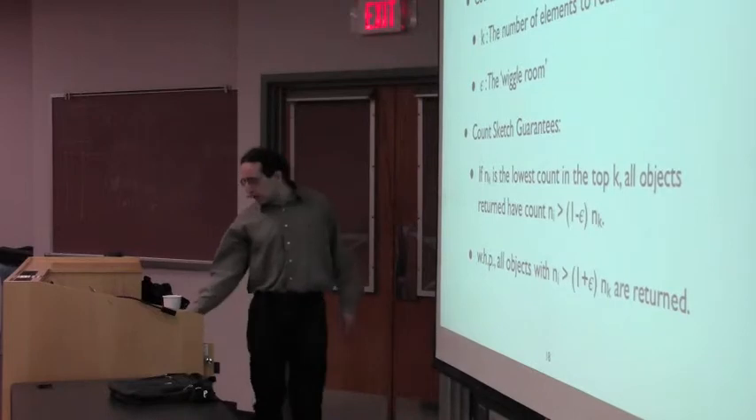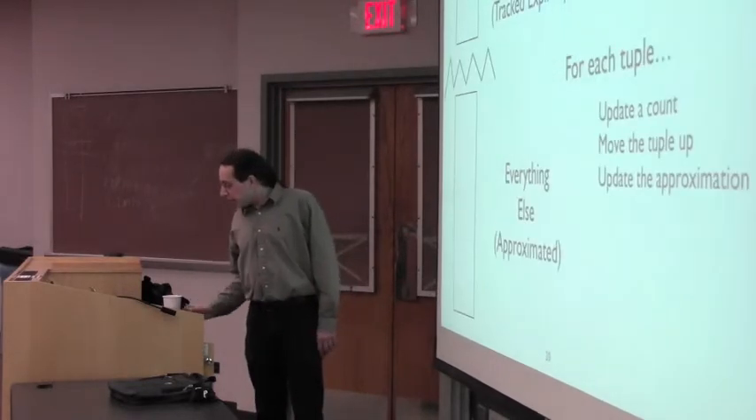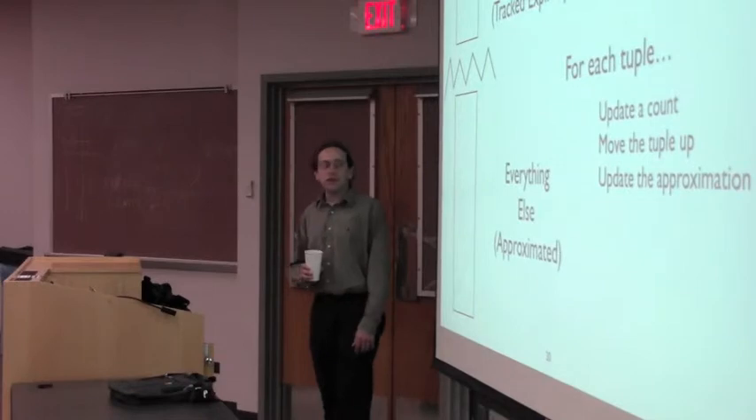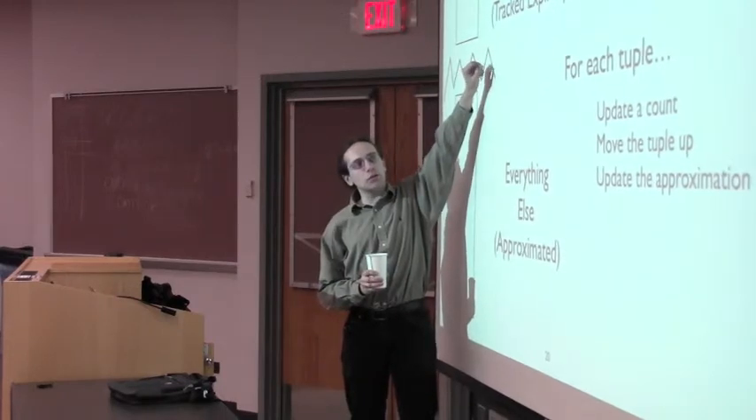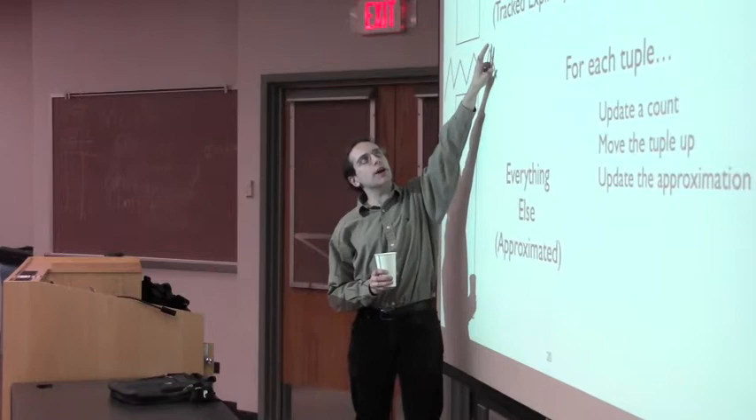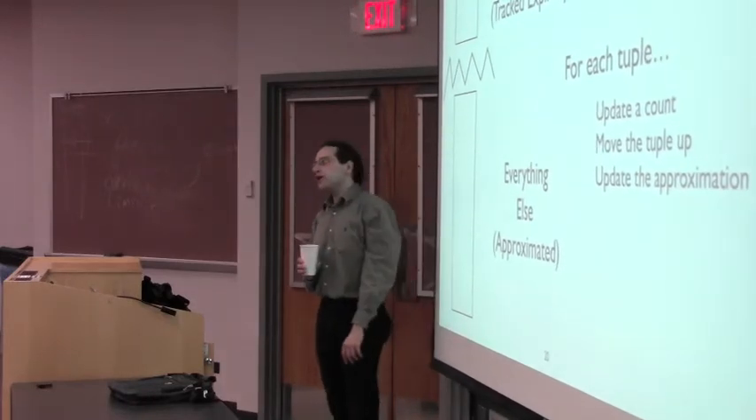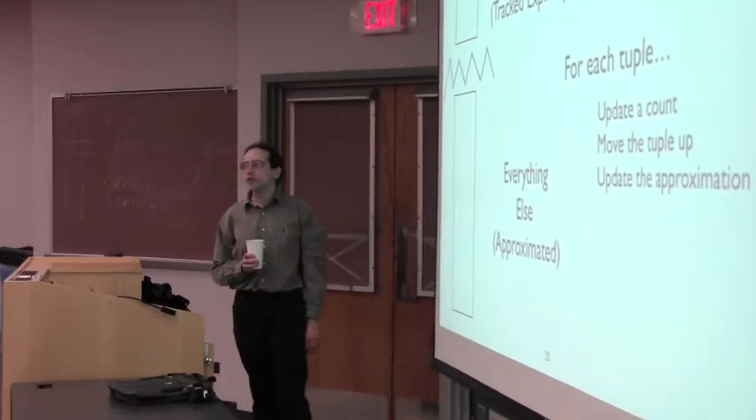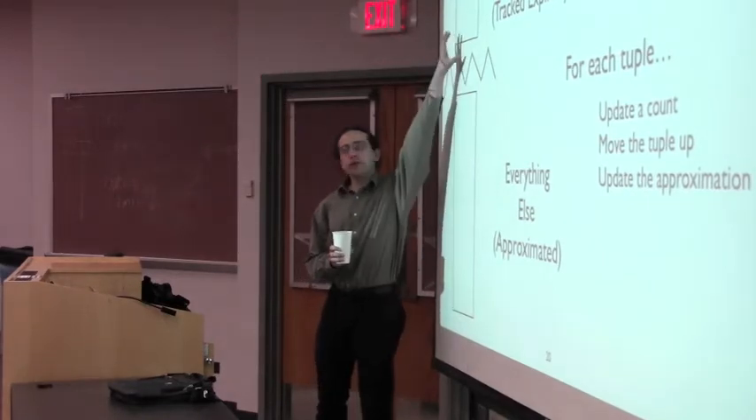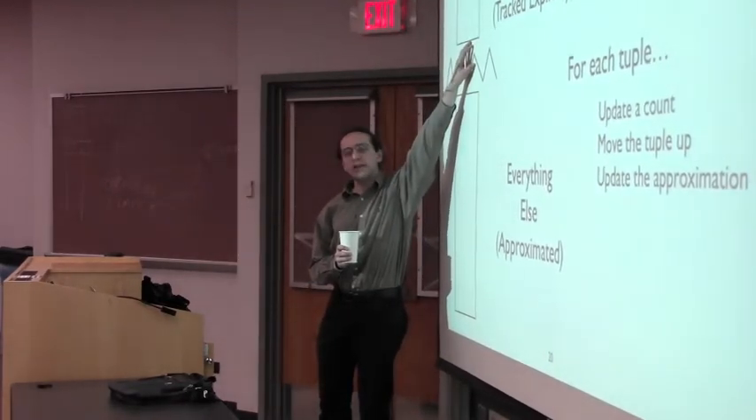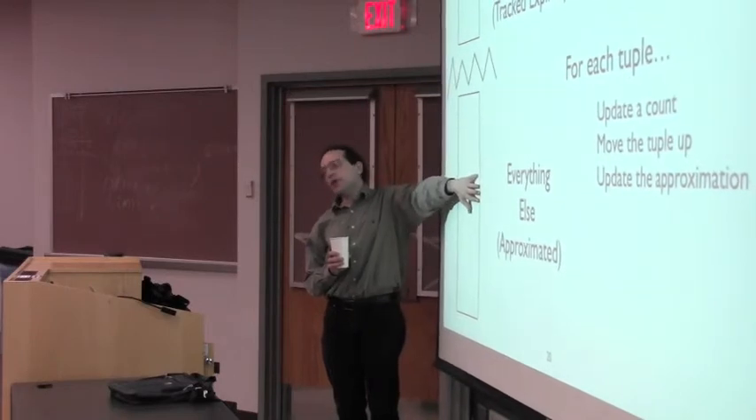All right, maybe it'll be a little clearer. Same deal. The intuition behind this is that we're going to keep precise, or almost precise, track of the top k entries and their counts. And for everything else, we're going to build up an approximation of their counts. It doesn't need to be a precise approximation, but it needs to be reasonably good. Every time we get a new tuple, it's either already in the top k that we're tracking, in which case we'll update that. If it's in the everything-else category, then we'll need to update that approximation.